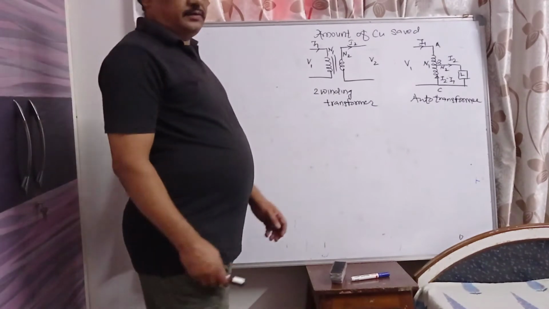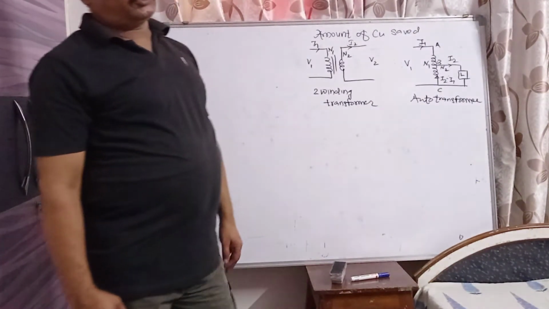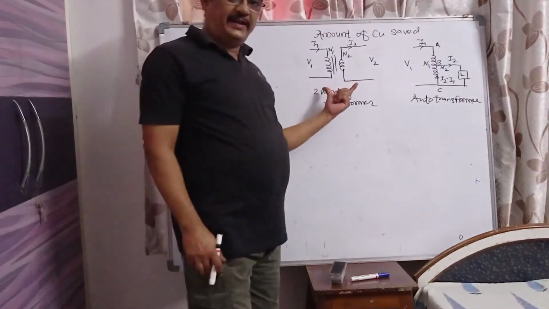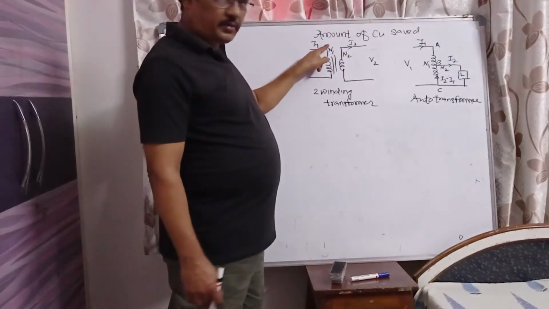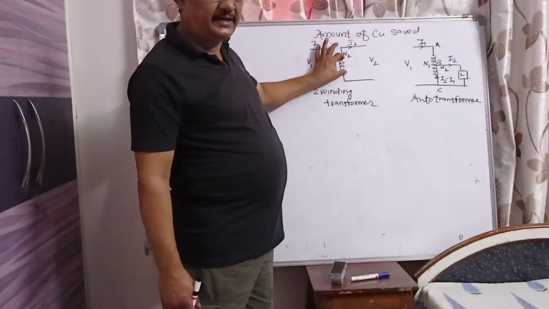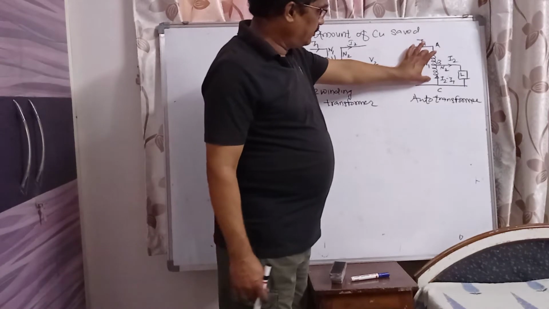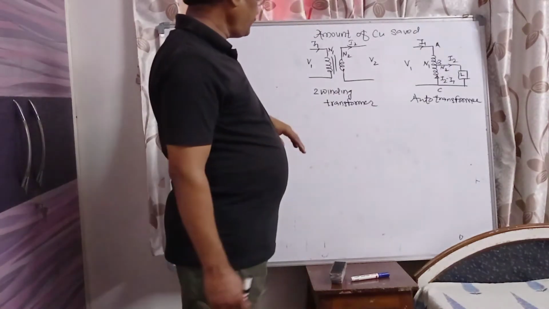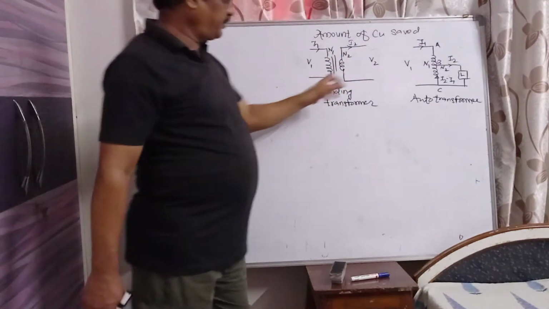Now we will derive an expression for the amount of copper saved in case of auto transformer. I have drawn two figures. This is a two winding transformer, primary winding separate, secondary winding separate. Primary number of turns N1, number of turns on primary more than number of turns on secondary, step down transformer. N2 less than N1. Two winding transformer, auto transformer.